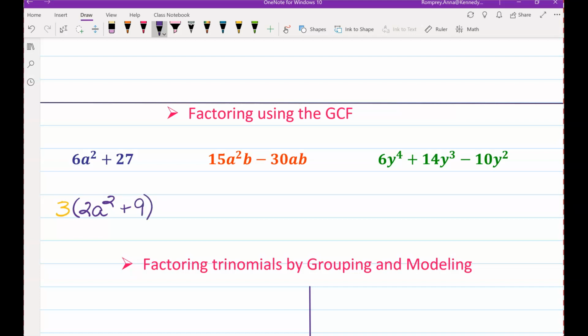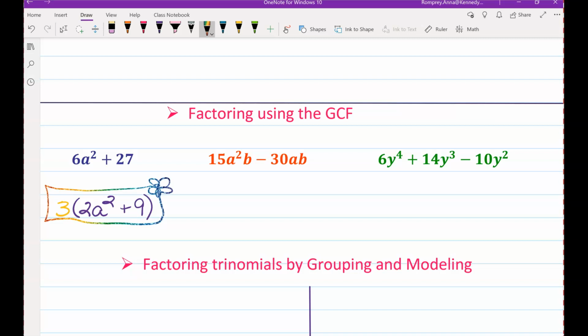Now the nice thing about these is they're super easy to check. All we need to do is take this 3 and distribute it. So what's 3 times 2a squared? 3 times 2, 6, a squared. 3 times positive 9, positive 27. So these are quick and easy to check. That is all it is when it comes to factored form. If I'm looking for a GCF, that's all that I can do for this particular problem. So the greatest common factor is just a 3.